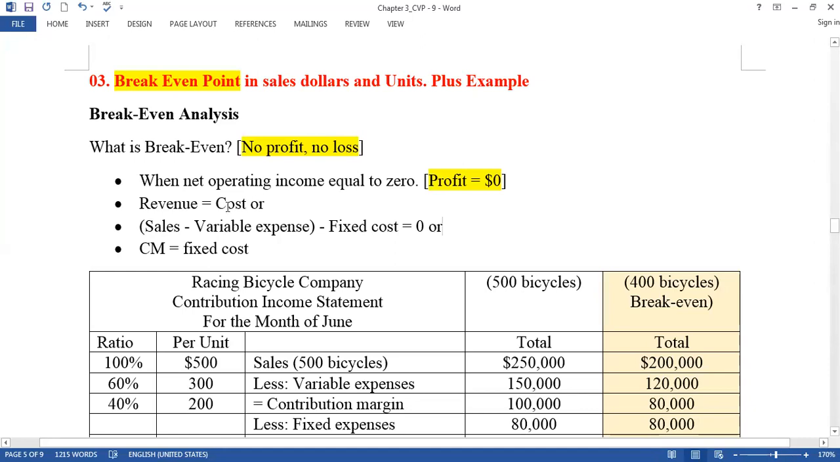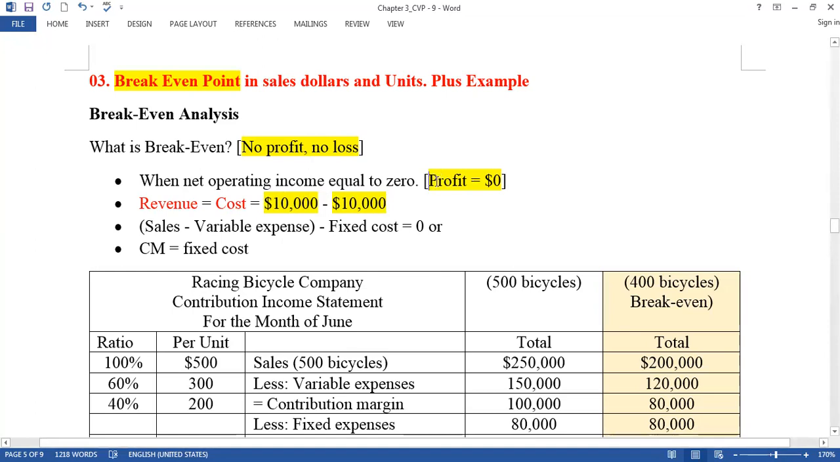Another formula. Revenue and cost, these two numbers are similar. For example, revenue $10,000 minus cost also $10,000. So if these two numbers are similar, revenue and cost are similar, it is called break even. So you can define break even in several ways. Profit equals 0 is break even, then cost and revenue the same amount, it is break even.